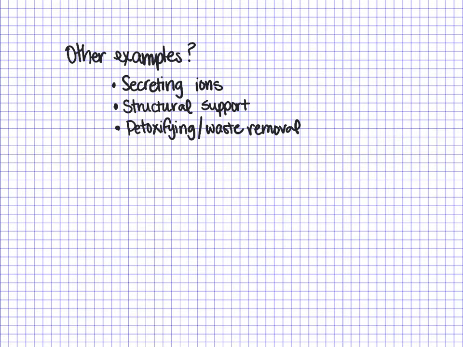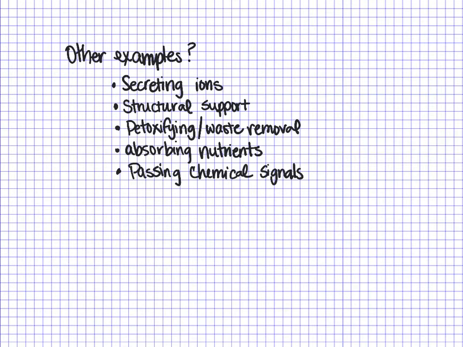There could be cells that specialize in detoxifying or waste removal. They could be cells that specialize in absorbing nutrients. They also could be cells that specialize in passing chemical signals. So keep the structure of the cell in mind when you're trying to figure out its function. You want to look at what the subcellular components are, but also take into account that the size and the shape of the cell can also aid in its function.